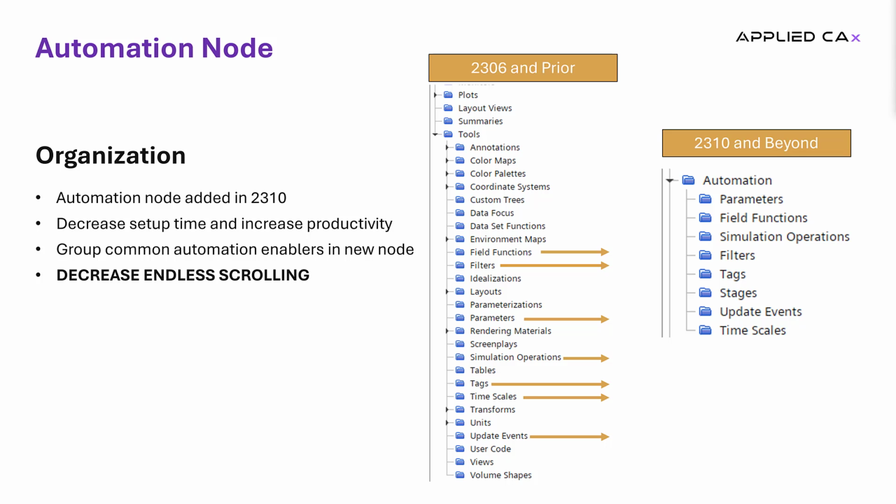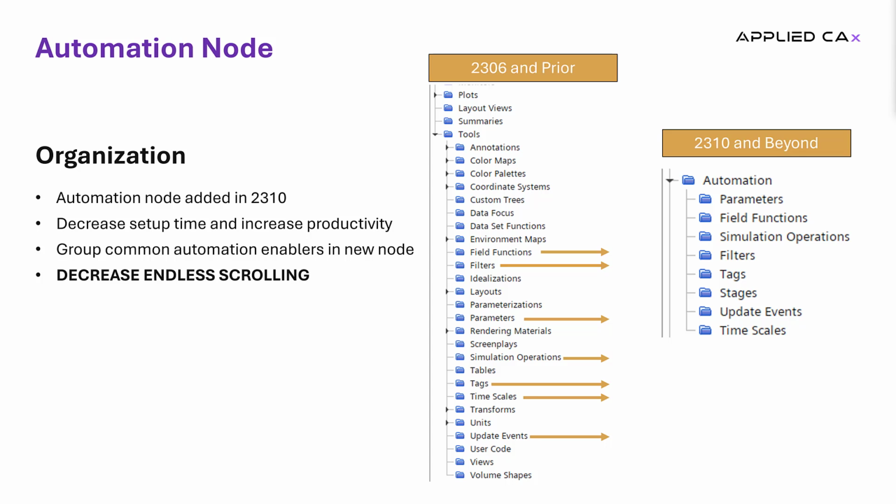In 2310, Siemens introduced the automation node to STAR-CCM+. This feature now contains commonly used nodes for model parameterization and automation. Before, these nodes were located way at the bottom of the simulation tree, spread out under the Tools node. This level of reorganization greatly reduces the time spent scrolling down, searching for these nodes, and makes you a more productive simulation engineer by reducing the prep time.